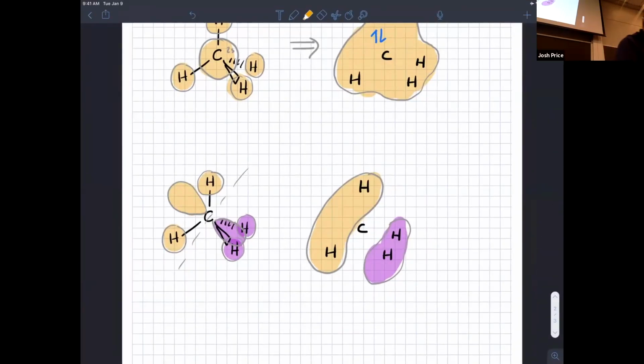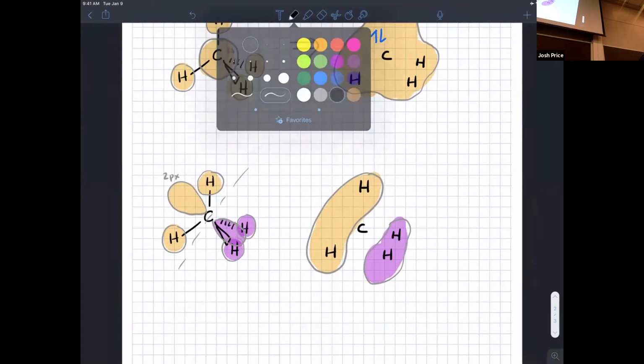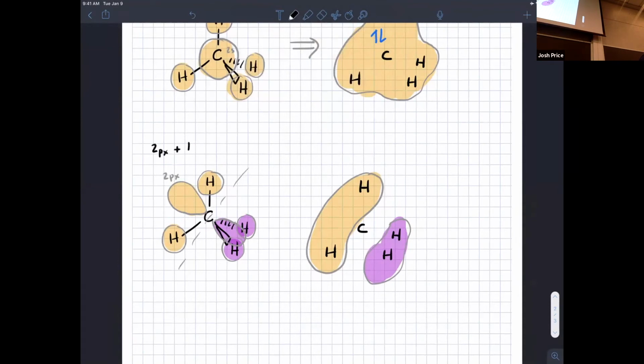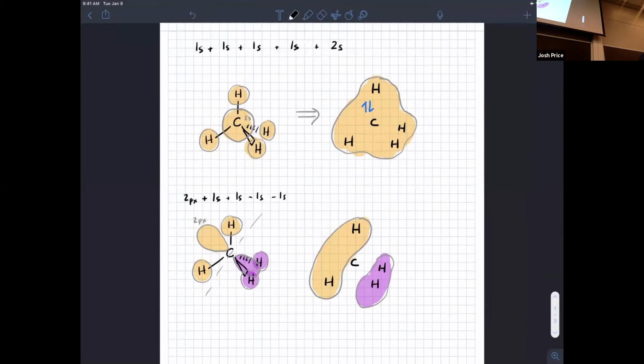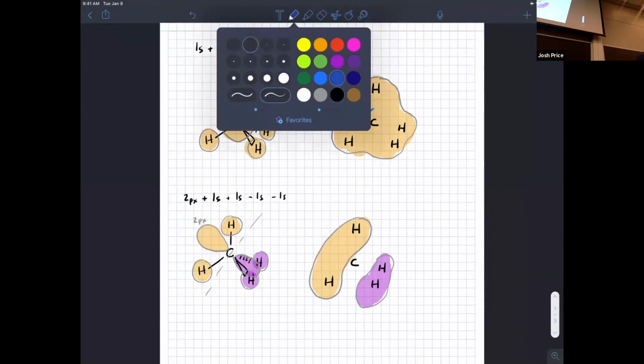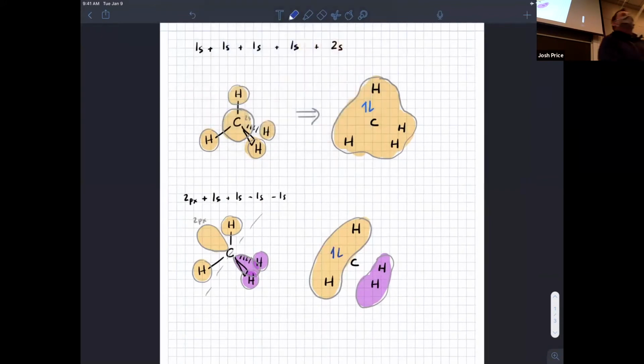And so suppose this is the 2px orbital. I can do this same thing with the 2py oriented in another direction and the 2pz oriented in another direction. So we might call this one 2px from carbon plus 1s from one hydrogen plus another 1s minus a 1s and minus a 1s. That is a unique combination, and it can be filled with two electrons.